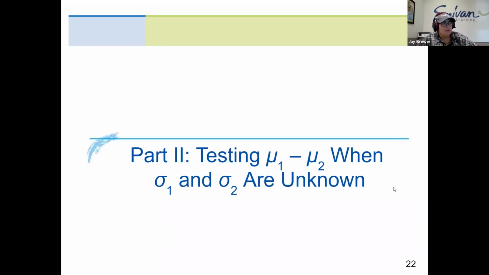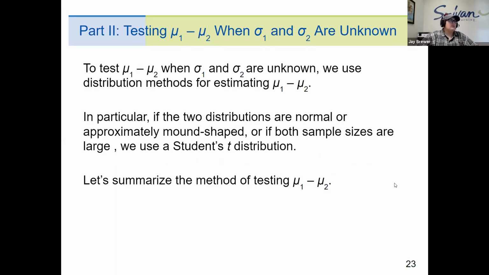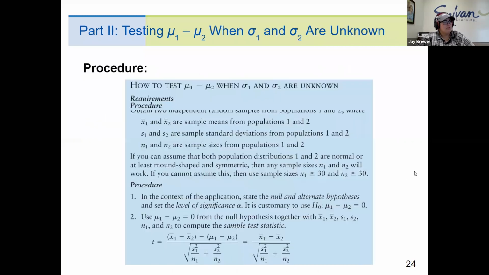All right, part 2. This is where the sigmas are going to be unknown. To test the difference when the sigmas are unknown, we use t distribution methods for estimating mu sub 1 minus mu sub 2. In particular, if the 2 distributions are normal or approximately mound-shaped, or if the sample sizes are large, we will use the student's t distribution. Let's summarize the method for testing the difference.